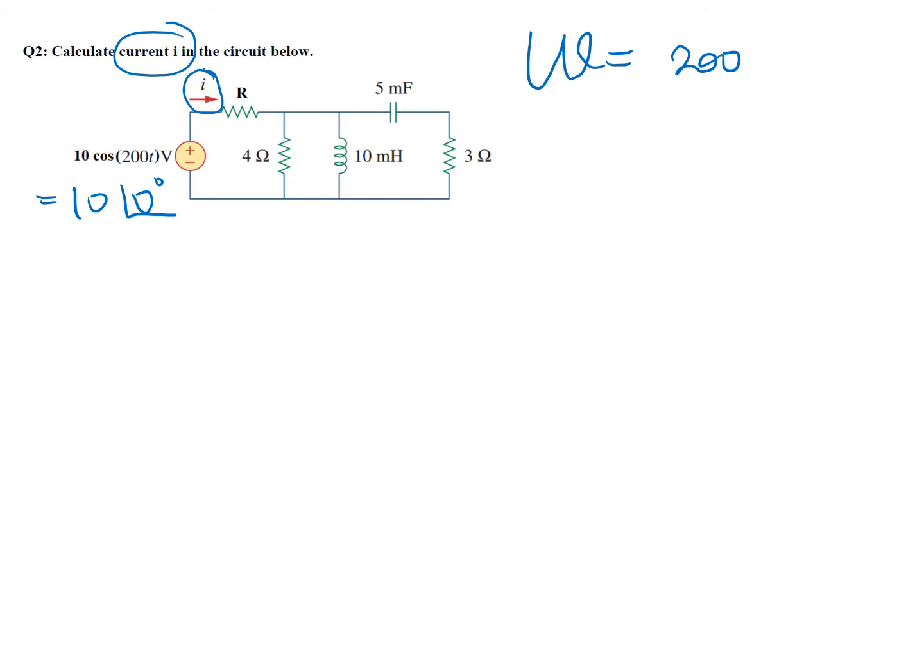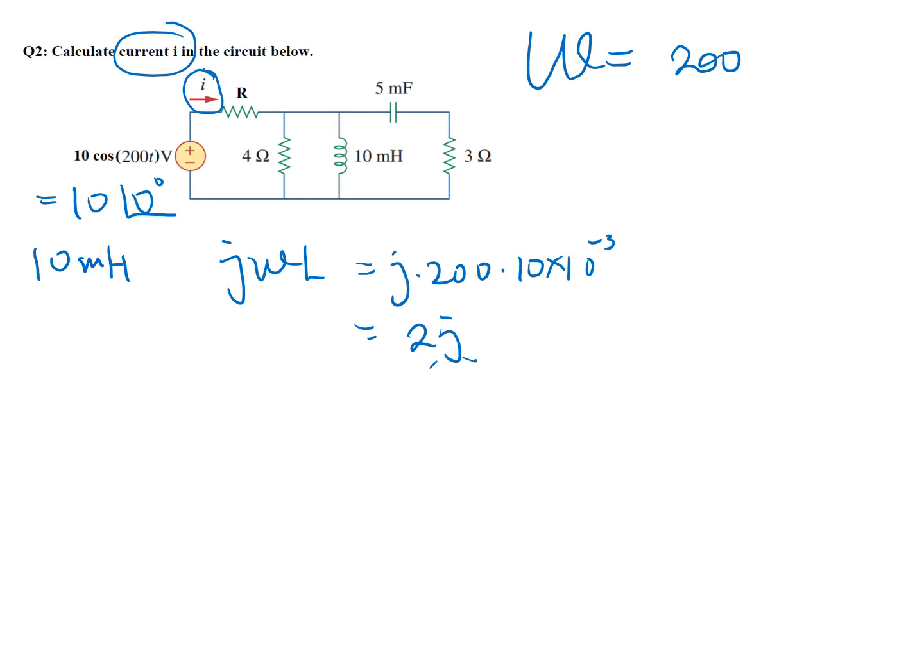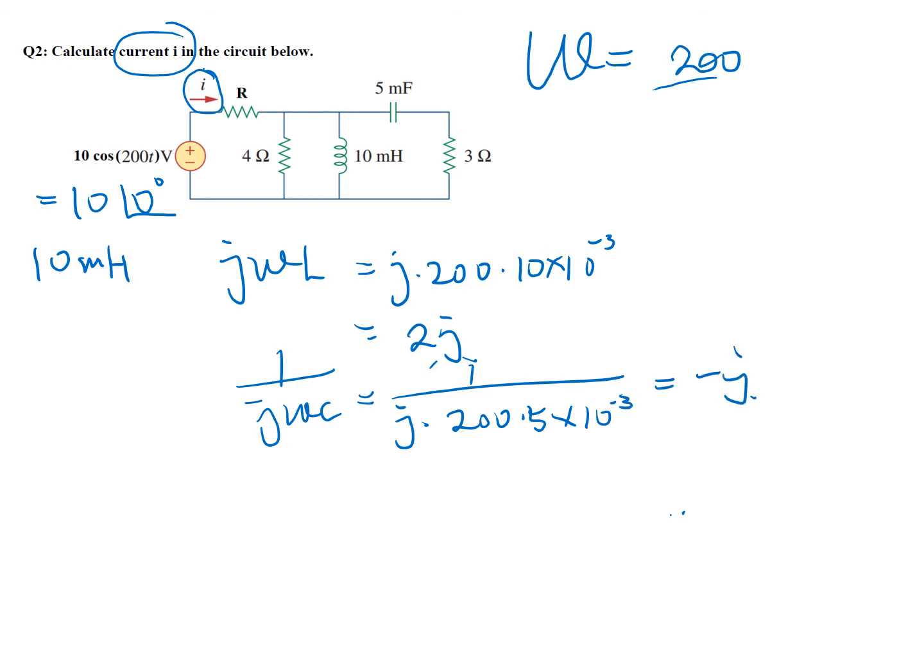For the 10 millihenry inductor, we have j omega L, that is j times 200 times 10 times 10 to the negative 3, and this is 2j. For the capacitor, we have 1 over j omega C, which is 1 over j times 200 times 5 times 10 to the negative 3. This is negative j. And the 3 ohm resistor is still 3 ohm.